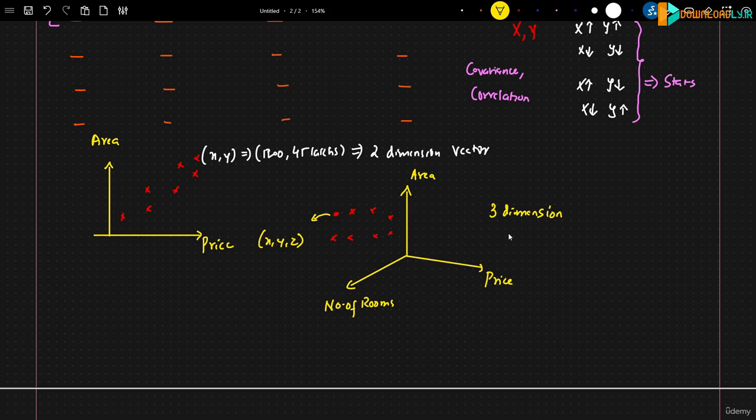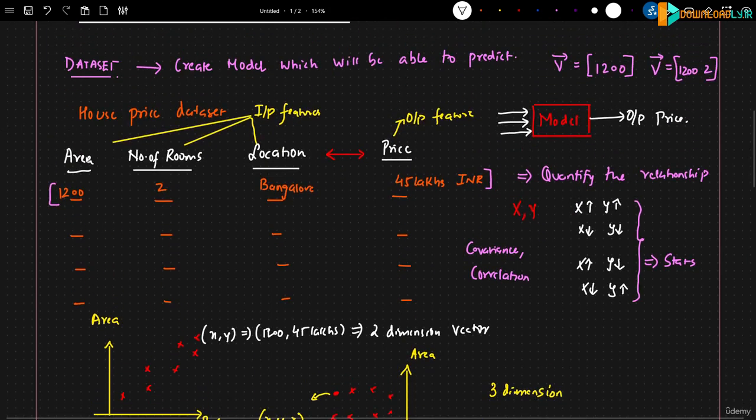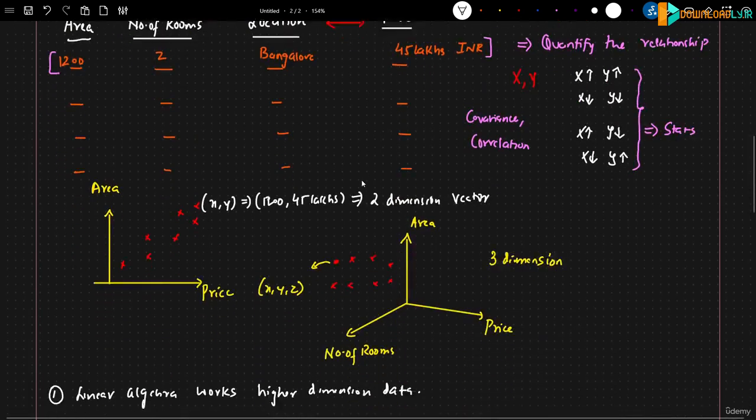Now, the best thing about linear algebra, and one of the important reasons why it is specifically used in machine learning, is that linear algebra works really well with higher dimension data. Okay. Now, see over here. If I consider this 1, 2, 3, 4, there are 4 features.